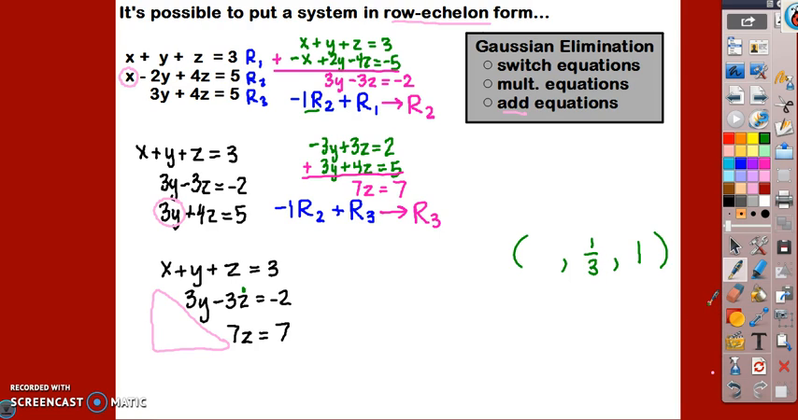Awkward, not the worst thing I've ever seen. Okay, now in the top equation, I've got x plus 1/3 plus 1 equals 3. What can you add to a 1/3 and a 1 to make a 3? A 1 and 2/3. There she is! Our solution. Is that all we're doing today? That's all we're doing. Yeah. It's not that bad. I'm glad.